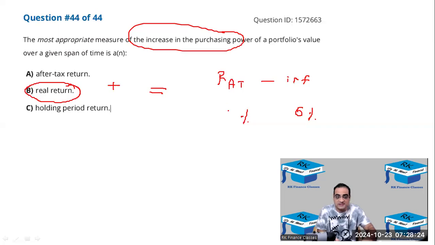If this is 6, then 6 minus 6 would be 0. So in that case, a real return of 0 means it will be able to maintain the purchasing power. And lastly, if the after tax return is 5, then 5 minus 6 is minus 1. So negative real return means that the purchasing power is going to go down.